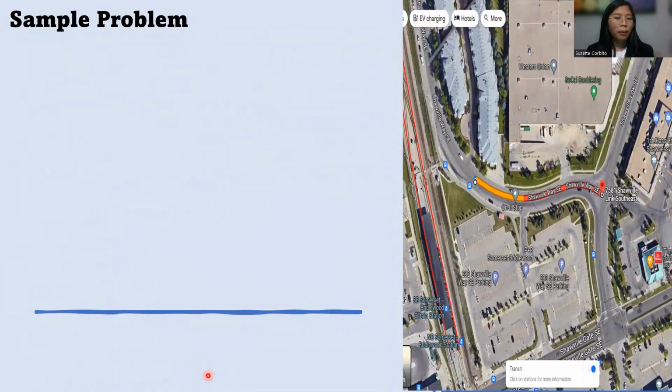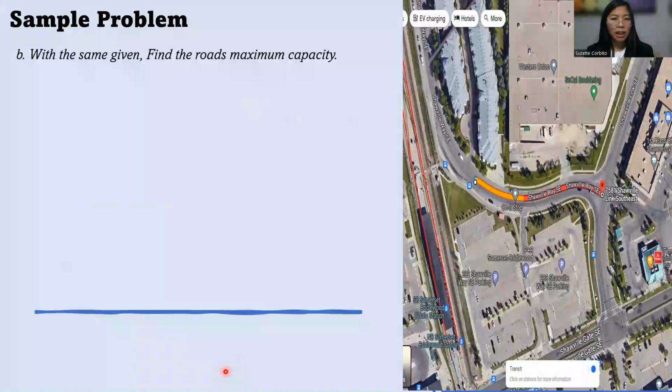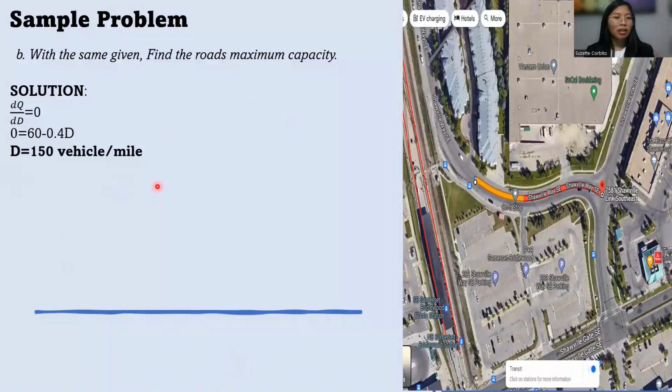We have part 2 of the problem, which is similar to applied optimization. With the same given, we will find the road's maximum capacity. We all know that finding the maximum capacity means setting the derivative to 0. So if 0 is equal to 60 minus 0.4d, then we will have the value of d, or the maximum traffic density, which is 150 vehicles per mile. For checking, we can check if the solved value is a maximum or not by solving for the second derivative. The second derivative is negative 0.4, and since we get a negative value, this confirms that the 150 vehicles per mile is the maximum.